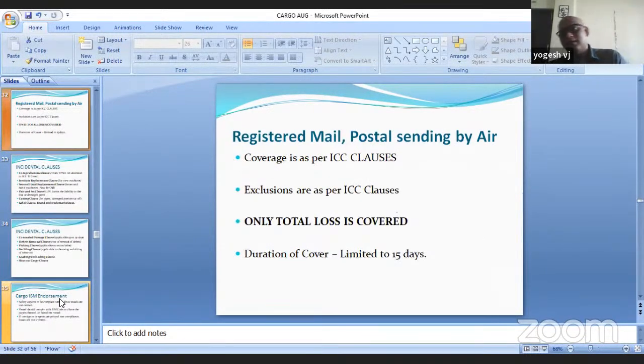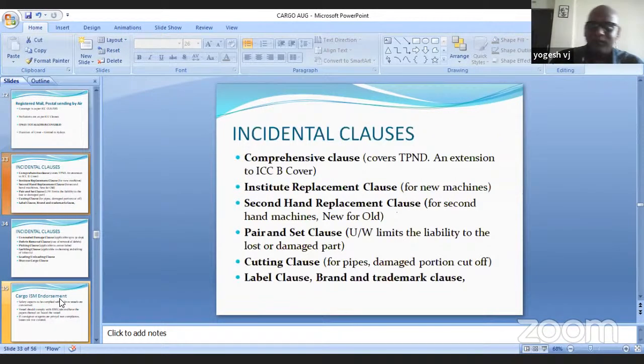Yes, here is an important point. When registered mail postal sendings are by air, only total loss is covered. Partial loss is not covered. Otherwise, the sub ICC clause is attached. Exclusions are as per ICC clauses. Duration of cover is limited up to 15 days. But only total loss is covered. Just remember this: registered mail, postal sending by air. We have gone through this. Happy enough?